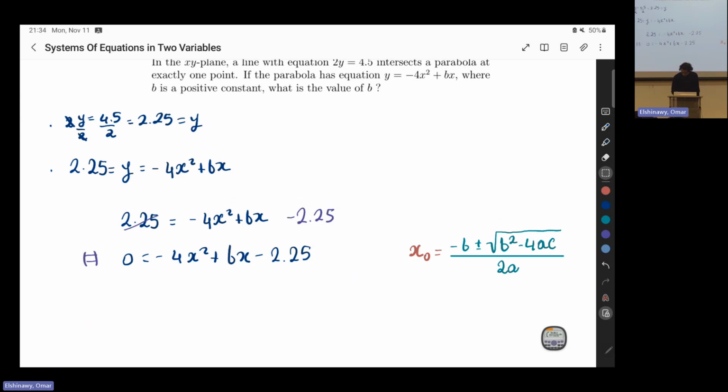Can you help me plug in the values? So first up, A is going to be minus 4, B is the constant, and C is going to be minus 2.25. Okay, so let's see where this takes us. B is B, B squared is B squared. Minus 4 multiplied by minus 4 multiplied by minus 2.25.